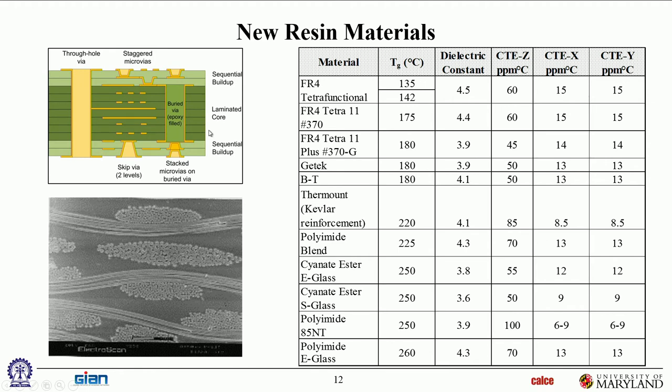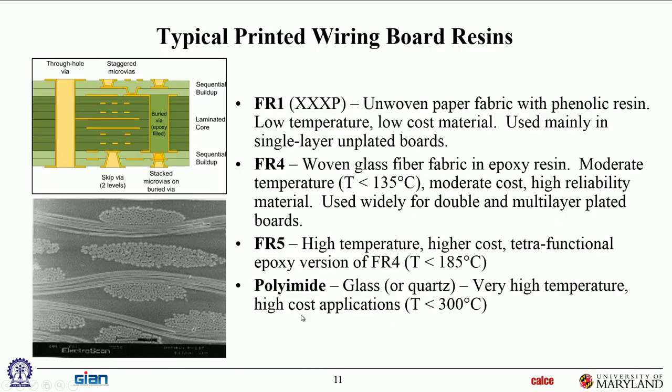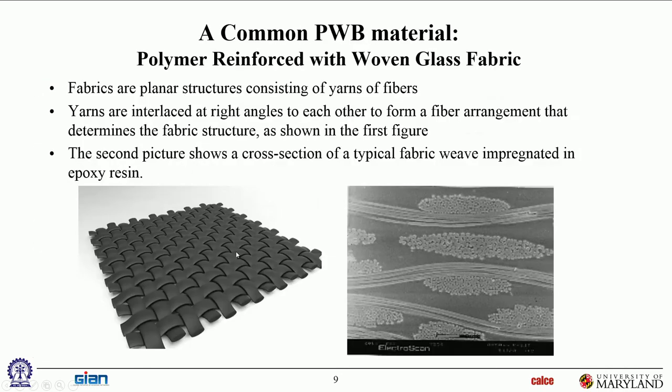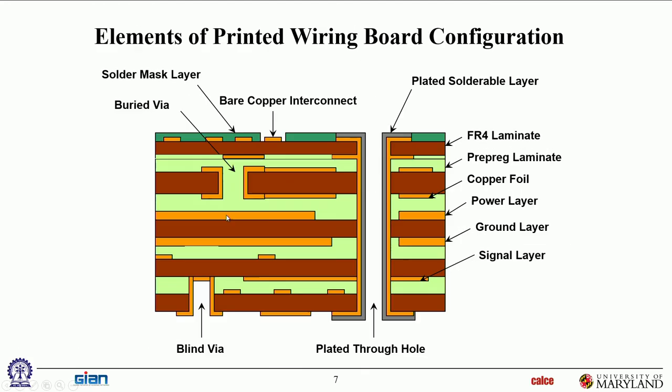Okay, so here's what a basic building block looks like. So I keep talking about core and copper, that is one basic building block. Okay, so again, core and copper, that's one basic building block separated by prepregs. So you can see there are multiple building blocks separated by this green prepreg.